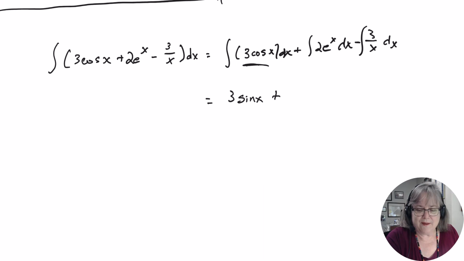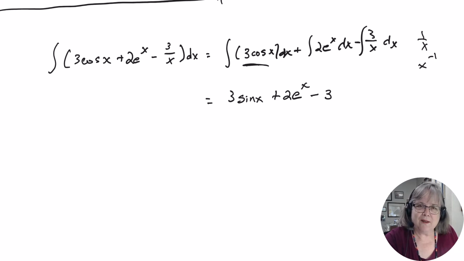Okay, plus 2. What did you take the derivative of to get e to the x? It was e to the x. I love e to the x. It's just the fact that it's itself again just makes me smile every time. Minus. Now we have a 3. And this is actually 1 over x, or x to the minus 1.